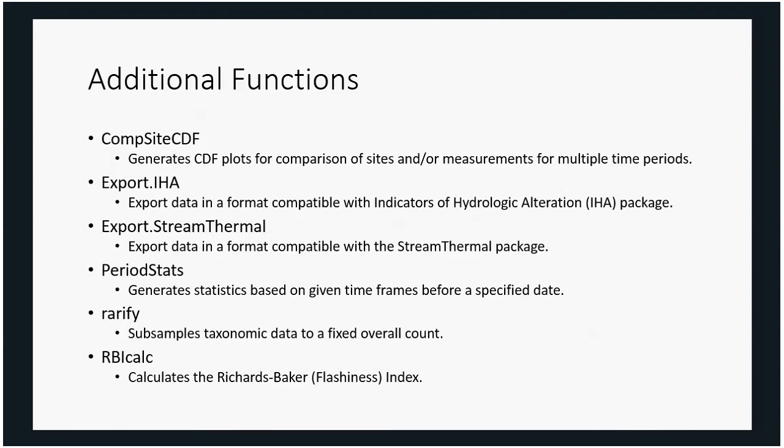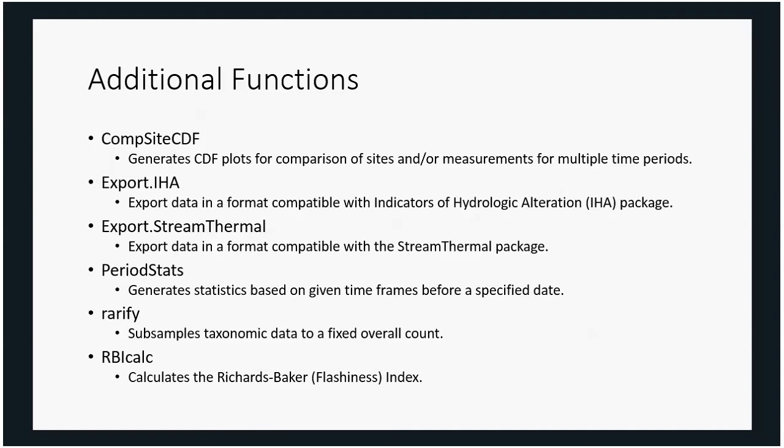Period stats generate statistics based on a given time frame before a given date. This is very useful for people with, say, biological samples who want to see what was happening in the stream at given intervals before their sampling dates. Say 30 days, 60, 90, 120, 1 year.